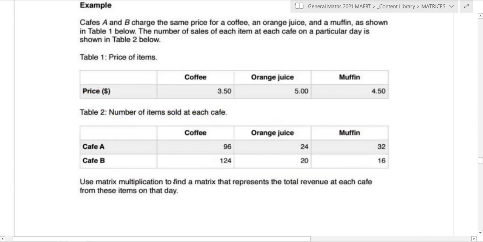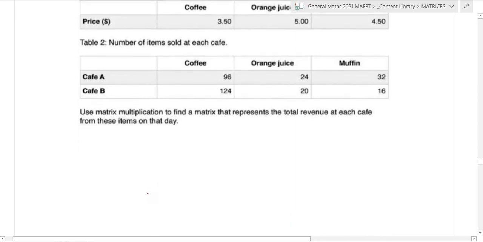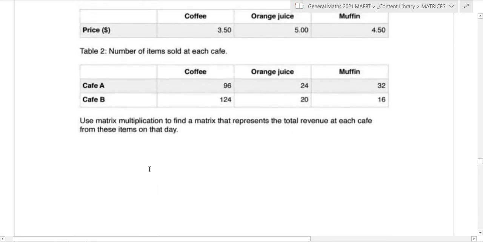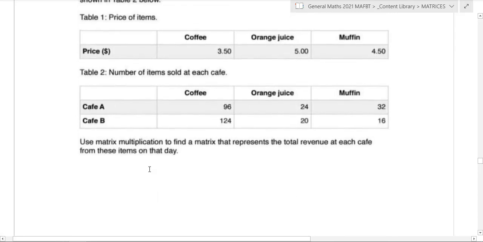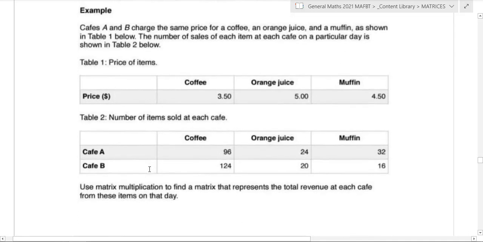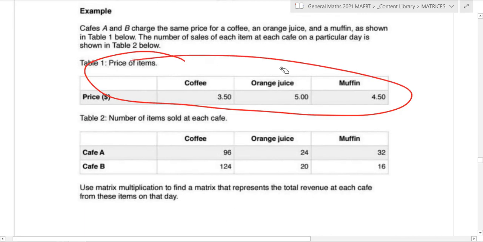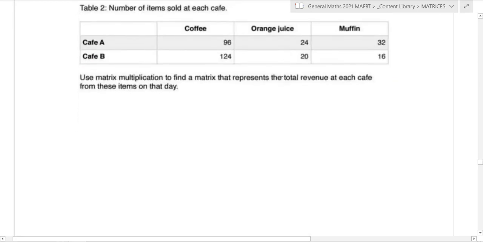Use a matrix multiplication to find a matrix that represents the total revenue of each cafe on these items for that day. Right, so when you get a question like this, the first thing you need to do is put the information into a matrix. So it comes in a table, make it into a matrix. You can call it whatever you like. I'm going to call this matrix P for price. So make your P matrix.